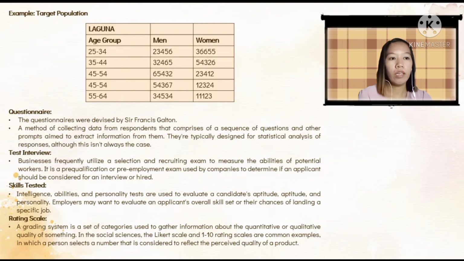Rating scale. A grading system is a set of categories used to gather information about the quantitative or qualitative quality of something. In the social sciences, the Likert scale and 1 to 10 rating scales are common examples, in which a person selects a number that is considered to reflect the perceived quality of a product.